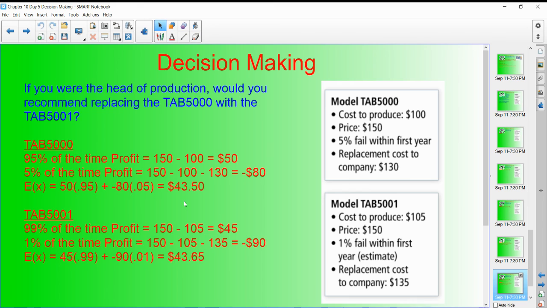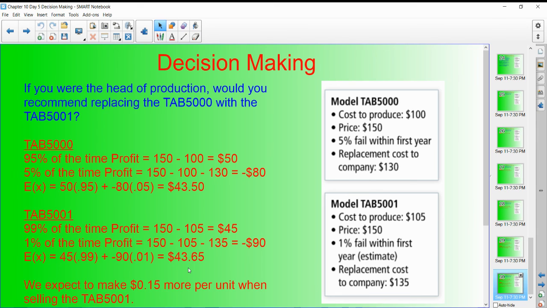99% of the time I make profit, 1% of the time I lose money. I make less money per unit. I'm only making $45 per unit, but I could possibly lose more, but I have a much smaller failure rate. And in this case, the expected value is higher. So with the new model, if I sell lots of units, I'm expected to have a higher profit per unit.